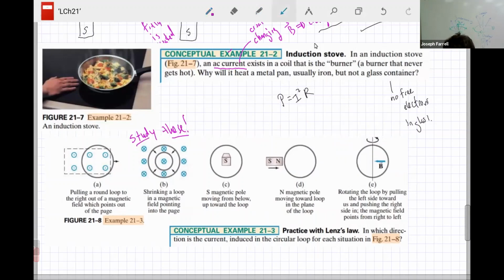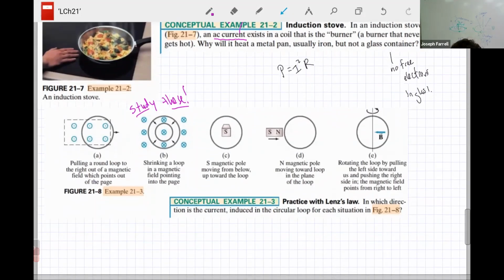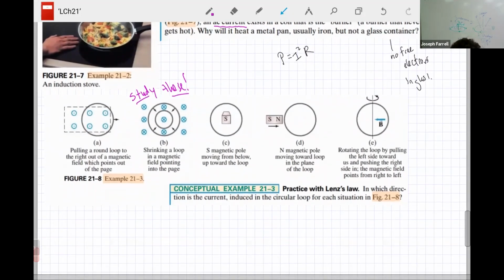Maybe I'll do one of them for you. Let's try the first one. Pulling a round loop to the right out of a magnetic field which points out of the page. And so what are we supposed to do? In which direction is the current induced in the circular loop? It's a weird comma. I think that comma is an error.